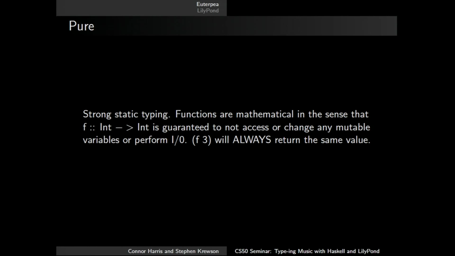Haskell is also pure, so it has strong static typing that Connor alluded to. So functions are more mathematical in the sense that they're guaranteed to not access or change any kind of variable or perform input or output. So if you have a function, it's deterministic. It will always return the same value, and the state of the program will remain the same. There are, of course, monadic exceptions to this, but that's beyond our scope.